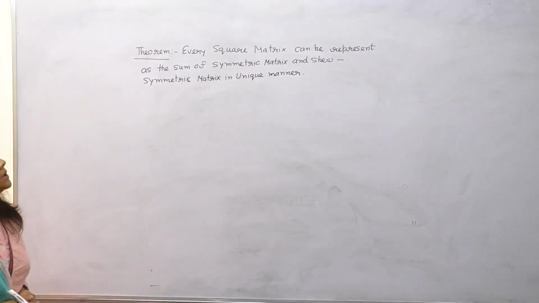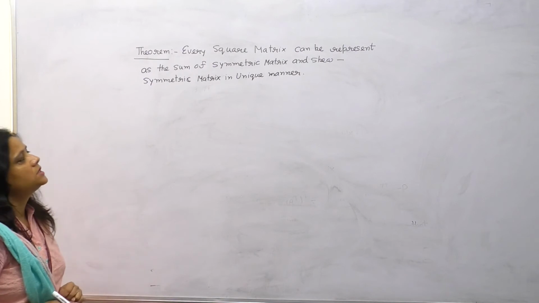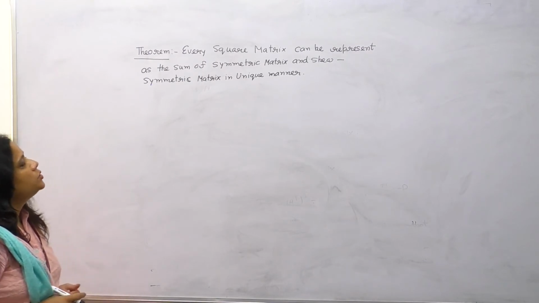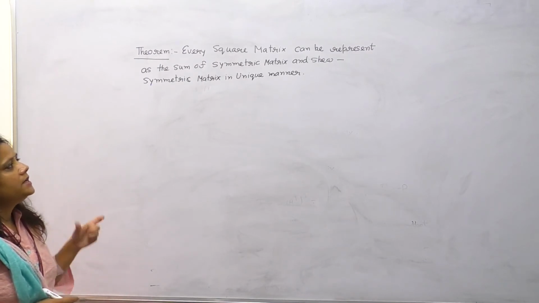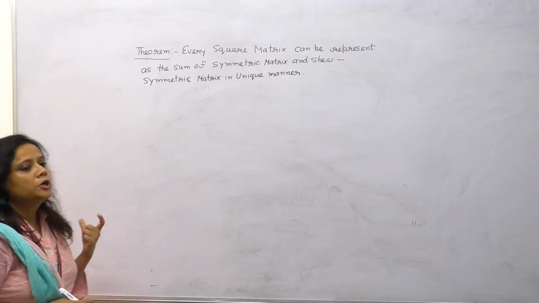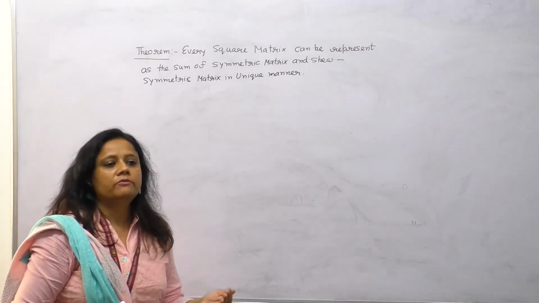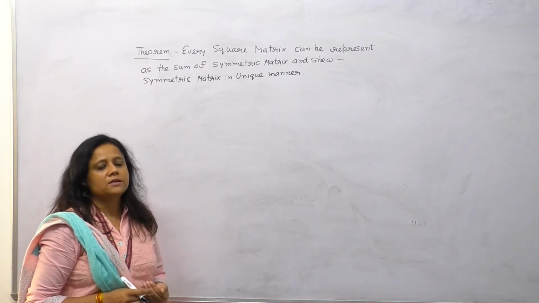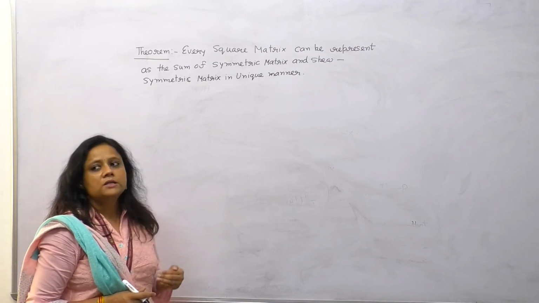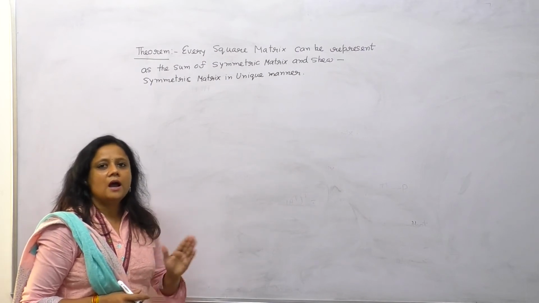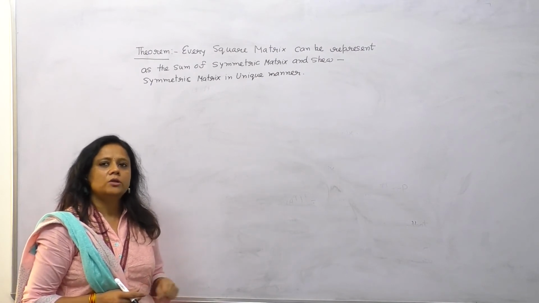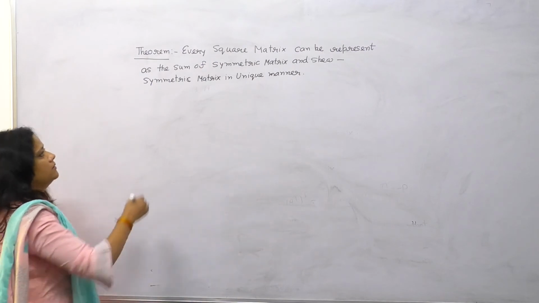So this theorem contains two parts. The first part is every square matrix can be represented as the sum of a symmetric matrix and a skew symmetric matrix, and this representation is unique. If I have 50 students and give one example to express as the sum of a symmetric and skew symmetric matrix, then the answer is unique. There is no change in the symmetric matrix or the skew symmetric matrix.